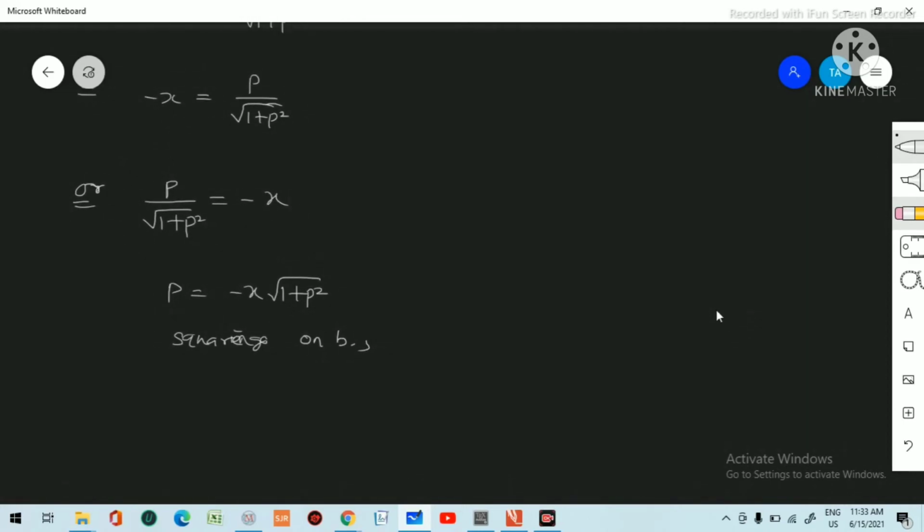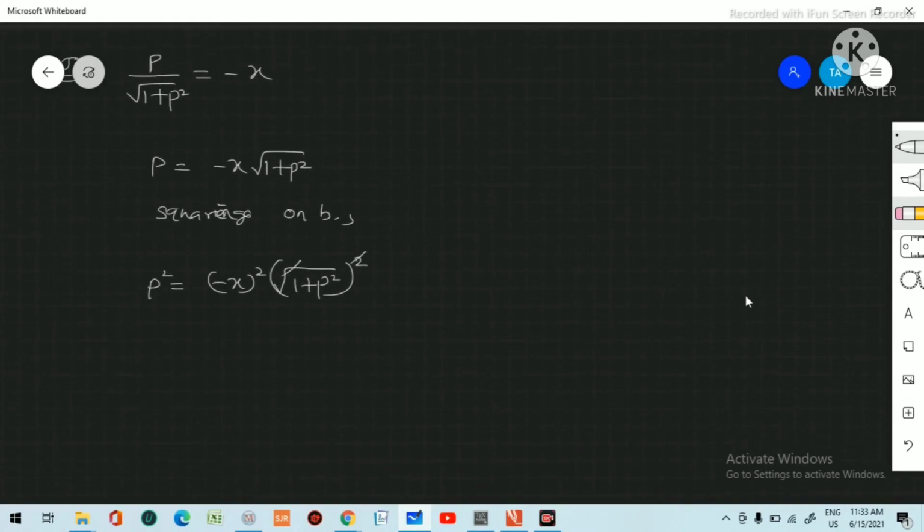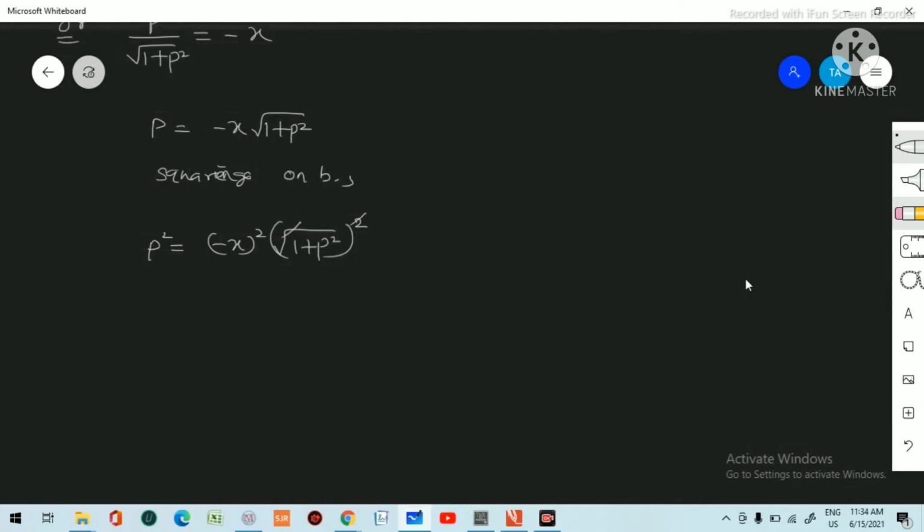p square is equal to minus x whole square, square root of 1 plus p square whole square. Okay, this square and square root will get cancelled. So I will be remaining with p square is equal to x square of 1 plus p square. So this will be equal to x square plus x square p square.